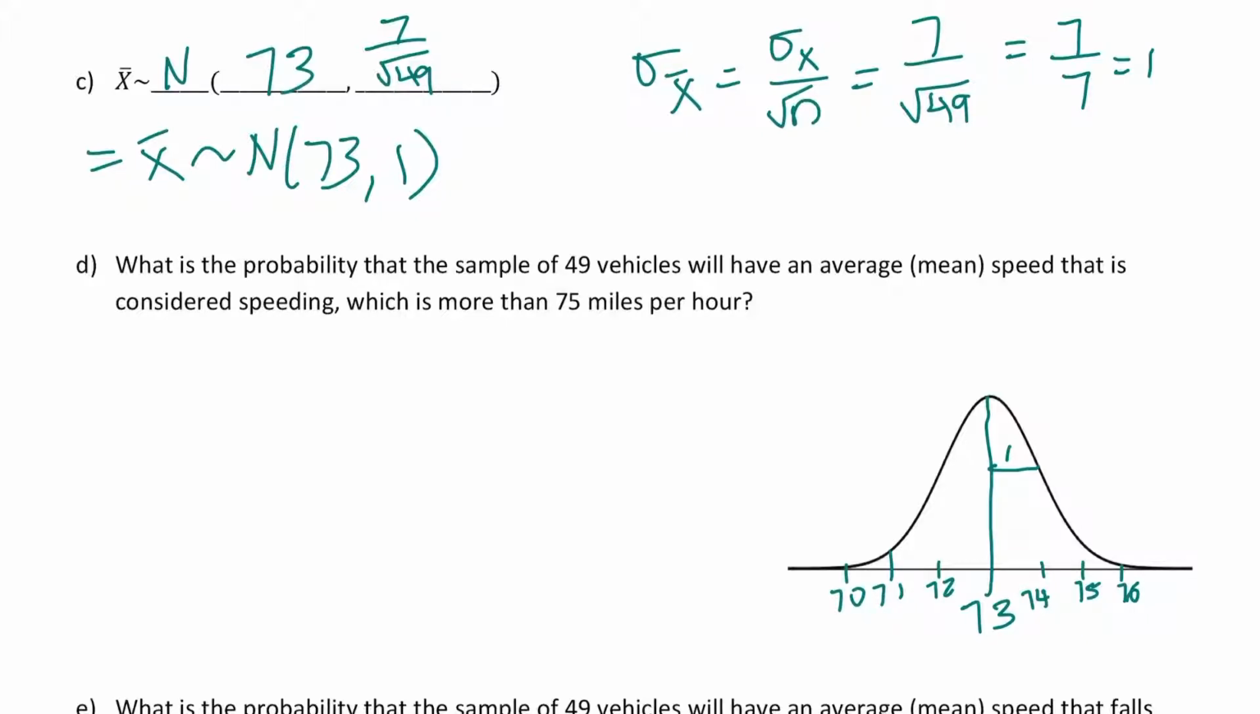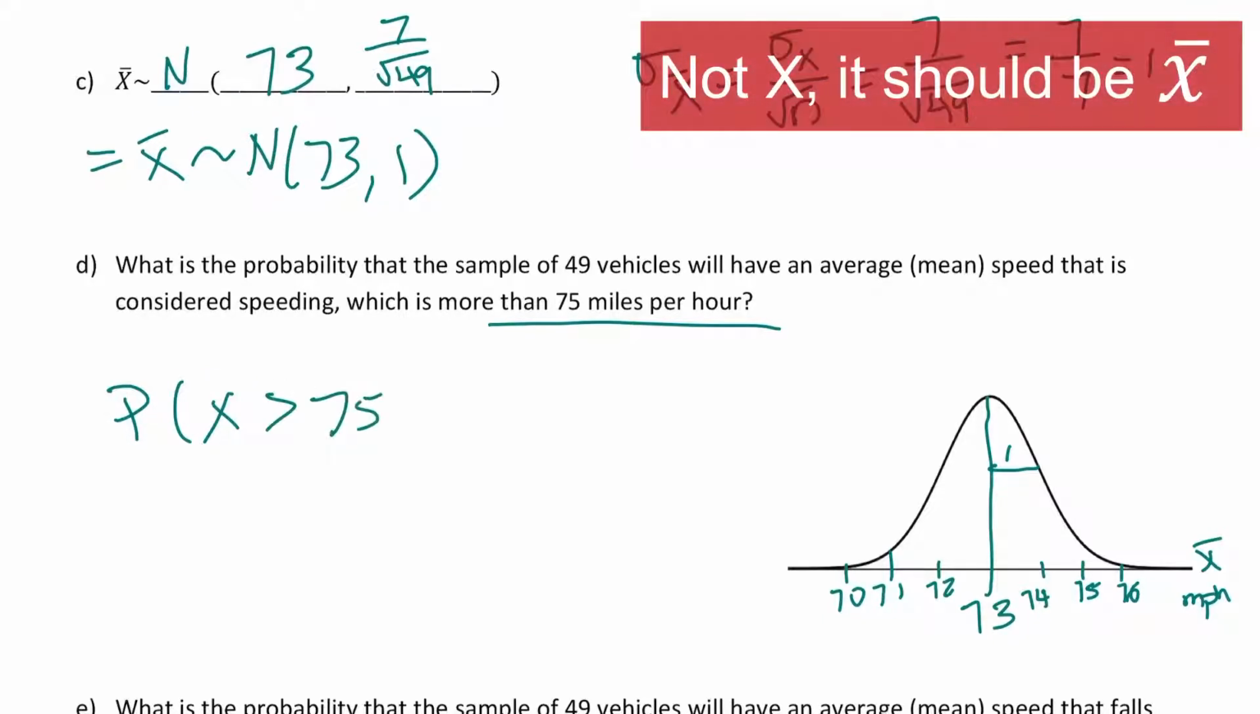All right. So what I'm asking is more than 75 miles per hour. So the probability that x bar, so not x, this is x bar. This distribution is a distribution of x bar. Actually, let me just put this on the x-axis right here. This is x bar, and these units are miles per hour. So these are average speeds, the average of 49. All right. So the probability that x bar is greater than 75.